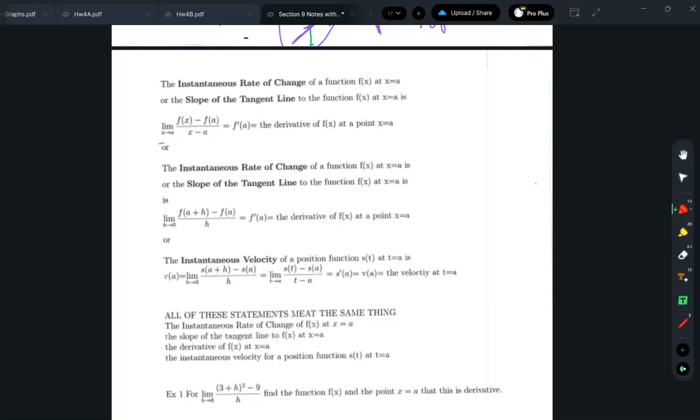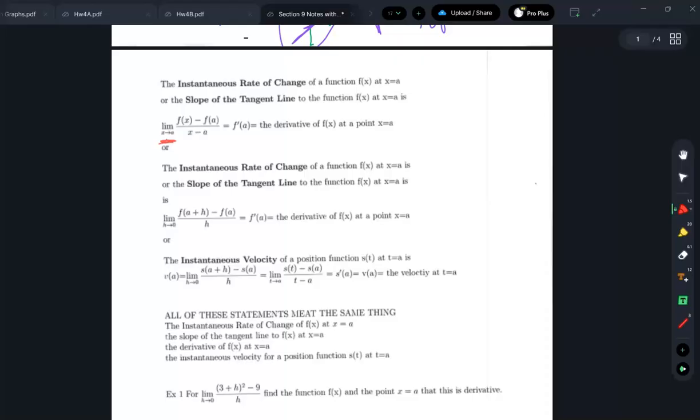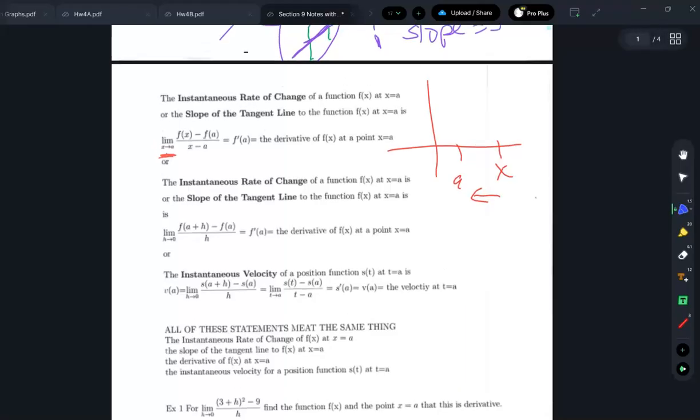So here it is. I'm taking the limit as x approaches a. So let's look at the picture again. Here was x and here was a. If I let x approach a, I'm just going to draw a random function up here.